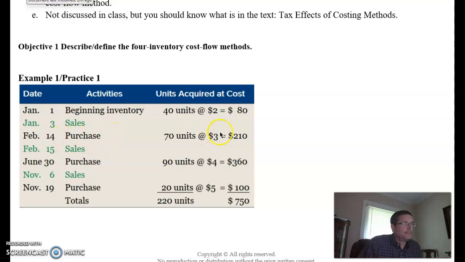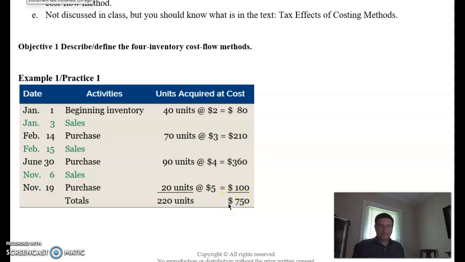Now, on February 14th, they purchased 70 units. Now they cost $3, at $210. June 30th, 90 units were purchased, $4, $360 total. And finally, on November 10th, they bought 20 more units at $5 each, $100. So kind of like what we're living in now, prices are rising. Total number of units was 220. Total cost of all the units purchased was $750.